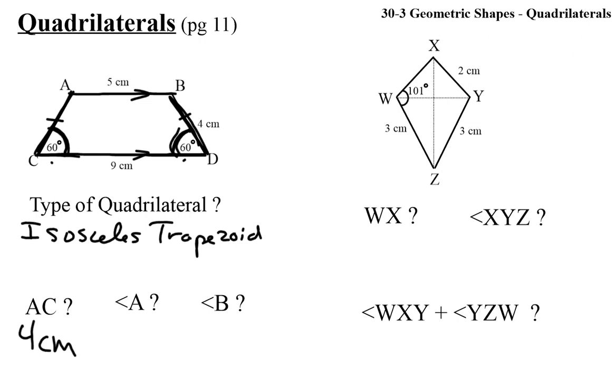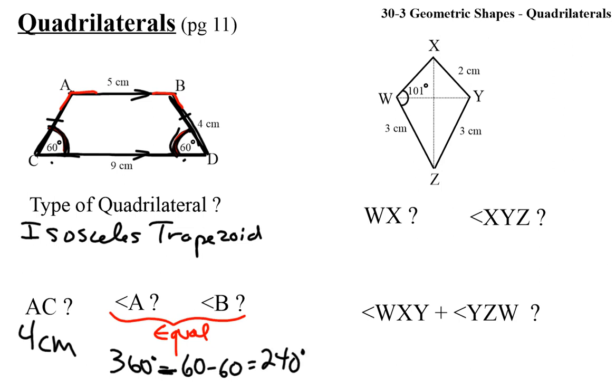Angle A and angle B. Well, angle A and angle B, an isosceles trapezoid has two sets of equal angles. We just talked about it. So angle A and angle B are actually equal. But how do we figure that out? Well, we know that a trapezoid has 360 degrees total. So if I subtract from my 360 the two angles that I know, subtract 60 and subtract 60, we get 240 degrees.